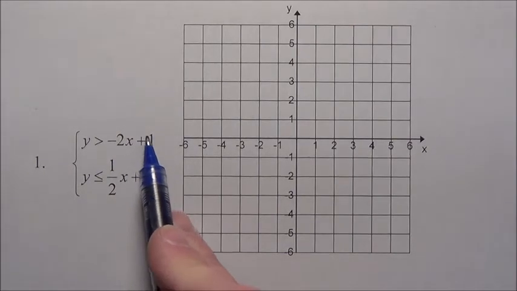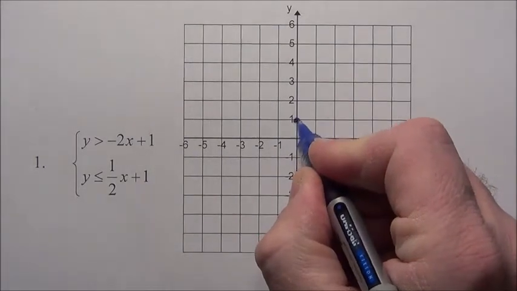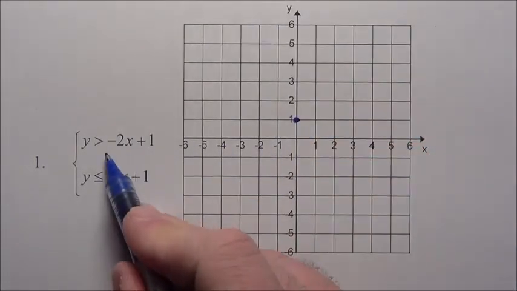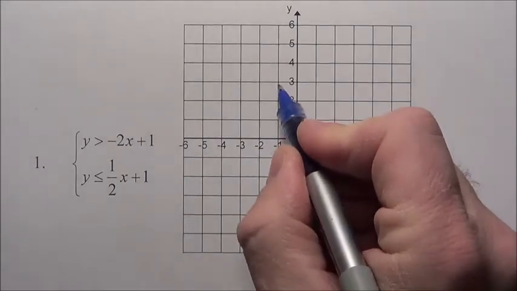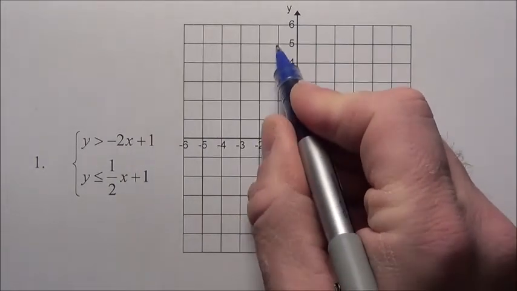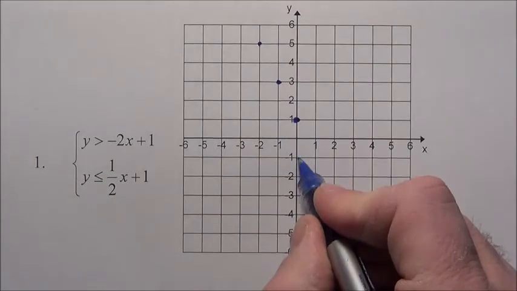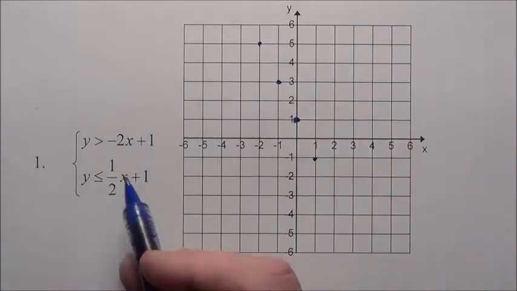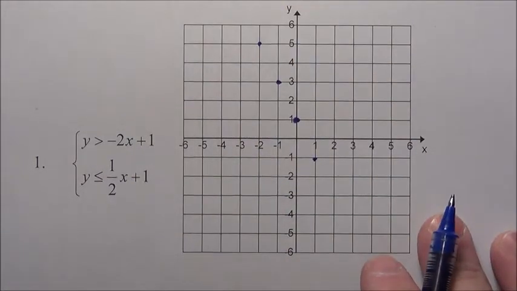So the y-intercept is at positive 1 on the y-axis. There's the y-intercept. It has a slope of negative 2. That means I'm going to go up 2 and to the left 1. Up 2, to the left 1. Or I could drop 2 and go to the right. As long as it's pointing up to the left, since it's a negative slope, I know that's what I have.